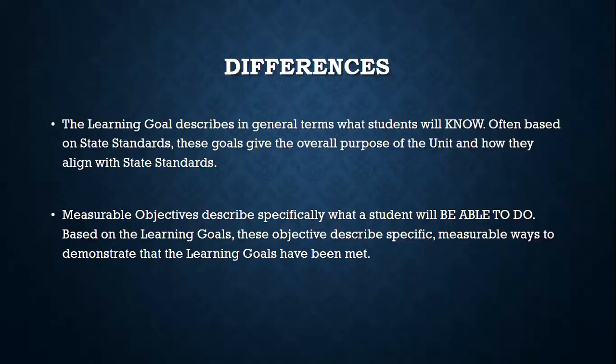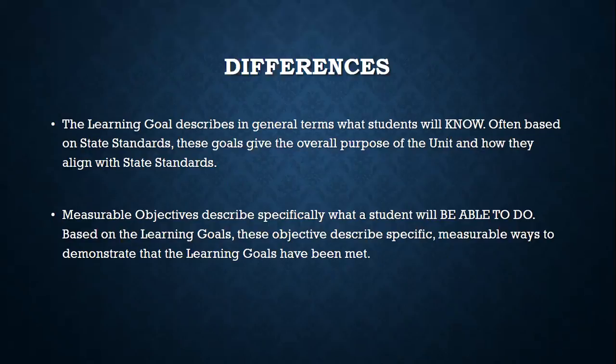The learning goal describes in general terms what students will know. And this is often based on state standards. These goals give the overall purpose of the unit and how they align with state standards. So it's very general terms. Versus measurable objectives. Measurable objectives describe specifically what a student will be able to do. Based on learning goals, these objectives describe specific, measurable ways to demonstrate that the learning goals have been met.